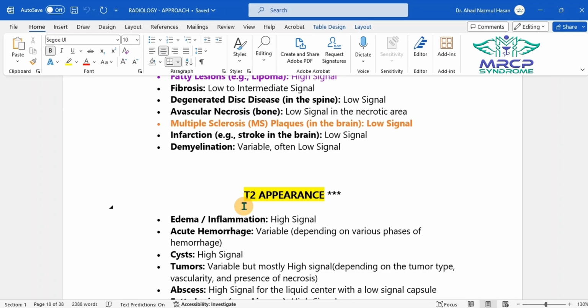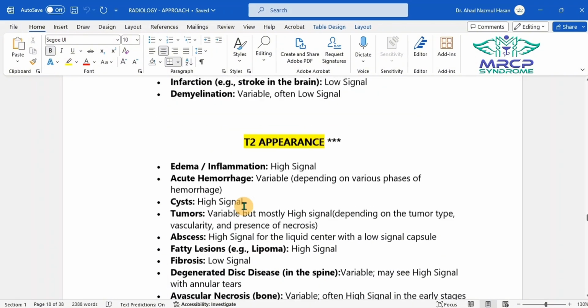And in case of decompensated thyroid eye disease, which sequence is most commonly used? STIR. Yes, in this case the STIR pattern is most commonly used.